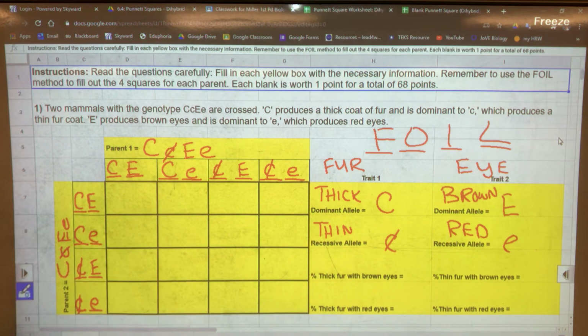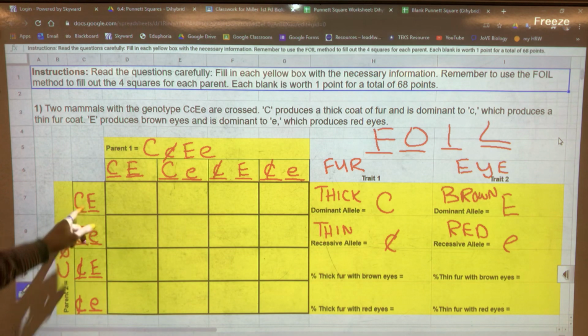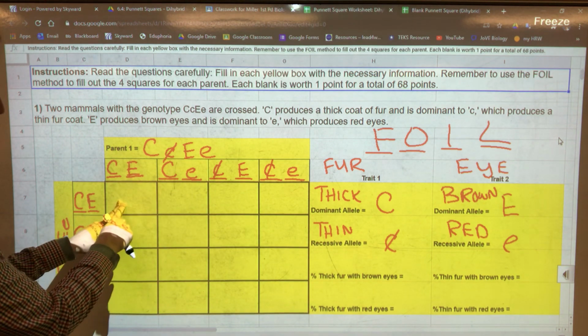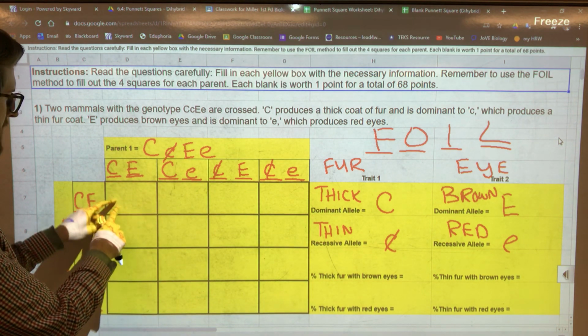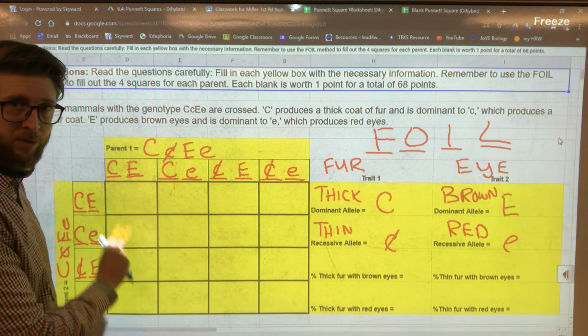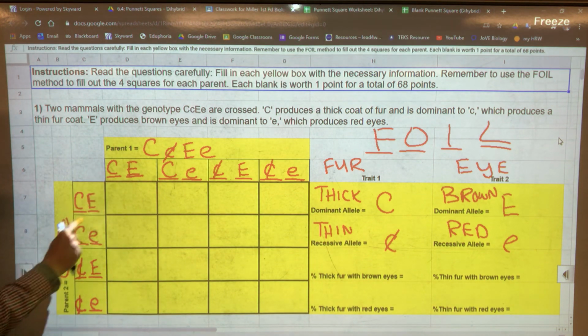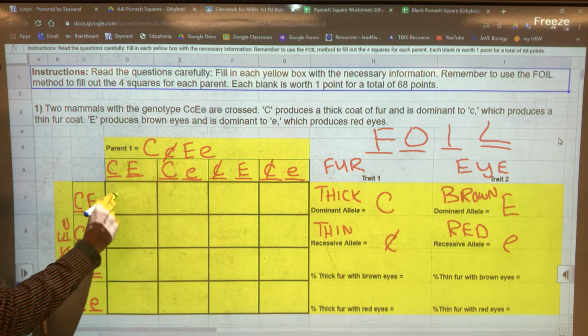And remember, when we do the cross, we are mixing and matching. So we're going to mix these two together here, and we're going to match the C's together and the E's together. We're not going to put C, E, C, E. We're going to put two C's and then two E's. But are they going to be big or little? Well, that depends on what's in the squares here.